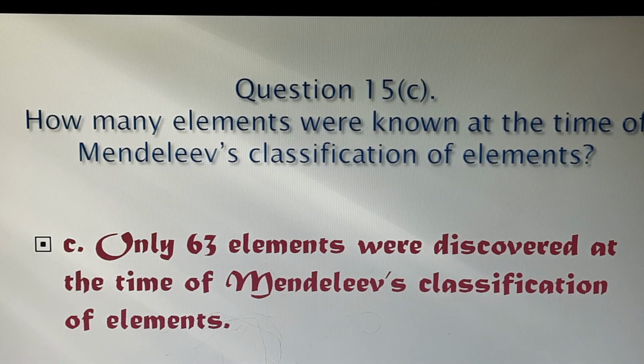15c. How many elements were known at the time of Mendeleev's classification? Only 63 elements were discovered during that time.